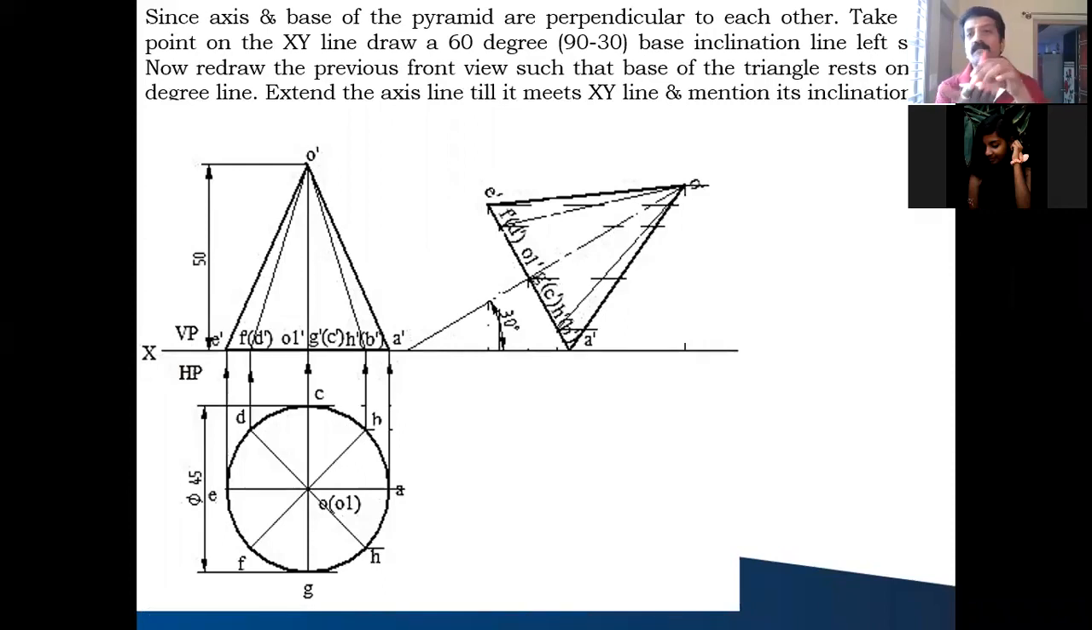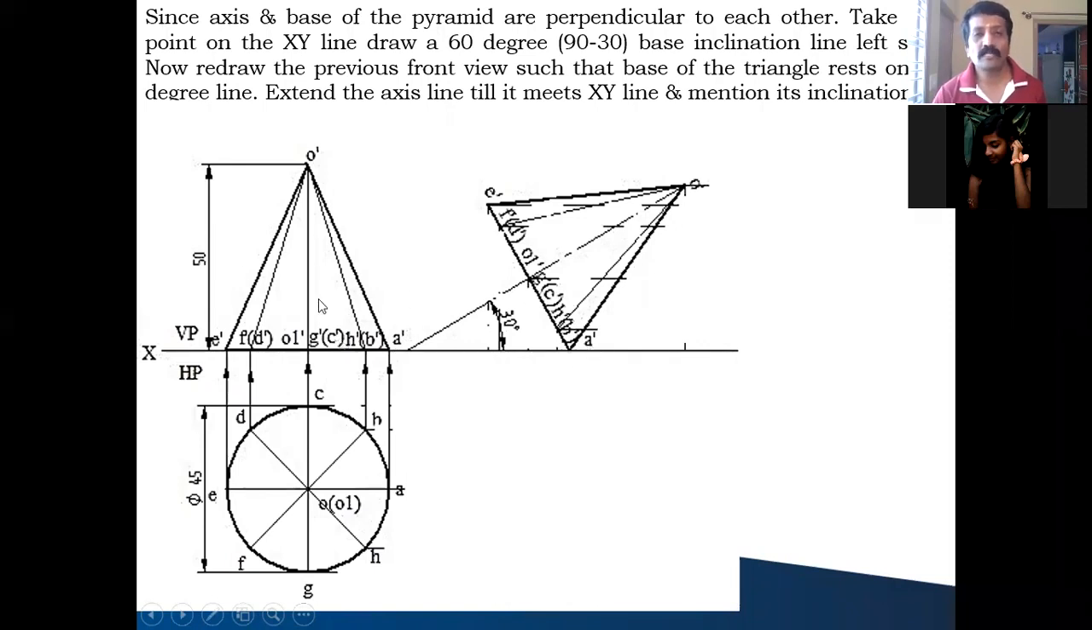So here also, the base and the axis are mutually perpendicular to each other. If the axis inclination is 30, what about the base inclination? 90 minus 30, it is 60. So on the right side you take any one point. From that point, call that A dash. You draw a 60 degree line. It is the base inclination. After drawing the 60 degree line on the left side like this, you have marked this as A dash.